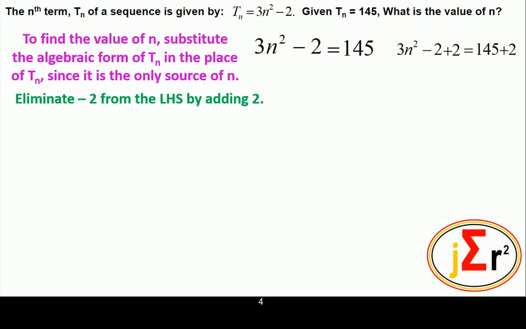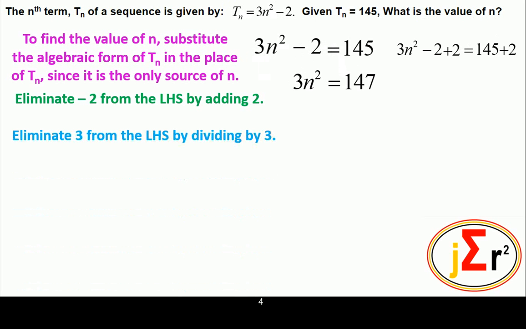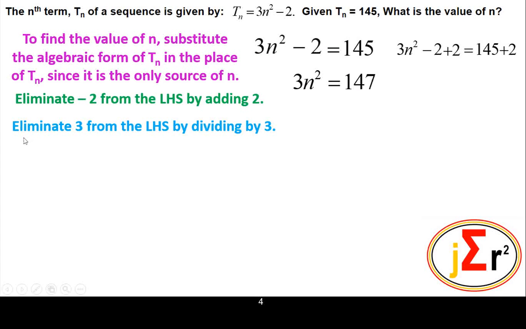So we add 2 to both sides. Then, what do we have to eliminate next? We have eliminated the negative 2. So we will eliminate 3 from the left-hand side by dividing by 3. And of course, to balance the equation, we need to do the same on the other side. Well, we don't have to put that under the microscope because we can just divide by 3 on both sides.